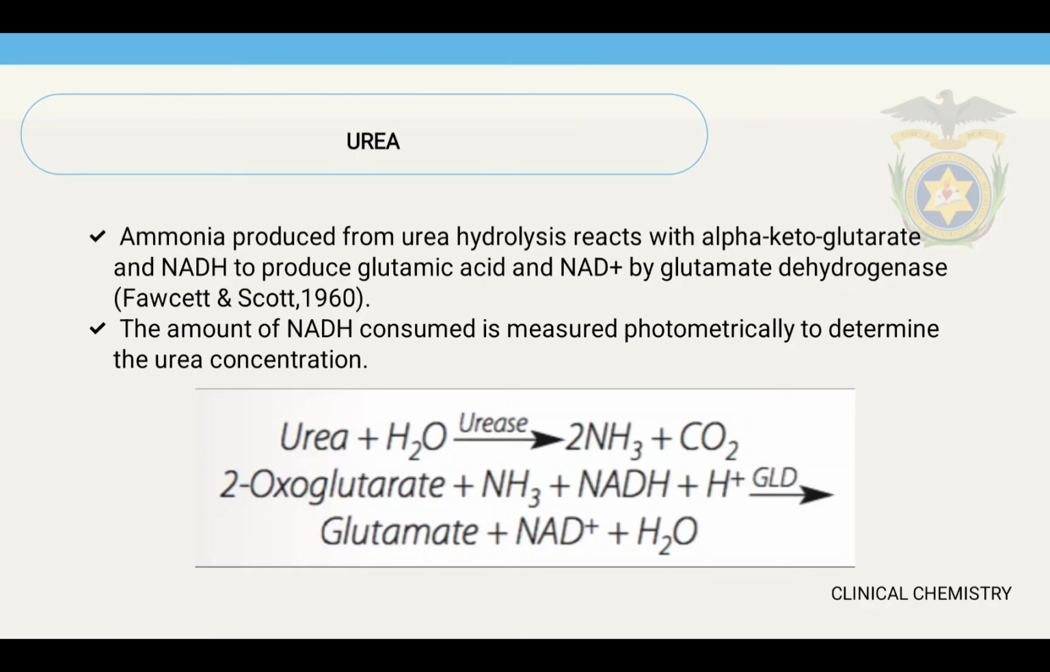The ammonia produced from the urea hydrolysis reacts with alpha-ketoglutarate and NADH to produce glutamic acid and NAD by glutamate dehydrogenase. The amount of NADH consumed is measured photometrically to determine the urea concentration. So here you have a summary of the chemical reactions that have occurred. As I mentioned earlier, urea is acted upon by urease, forming your ammonia. Ammonia and your oxoglutarate, along with your NADH, are acted upon by your glutamate dehydrogenase, forming glutamate, NAD, and H2O. So what we're measuring here is the amount of NADH consumed.